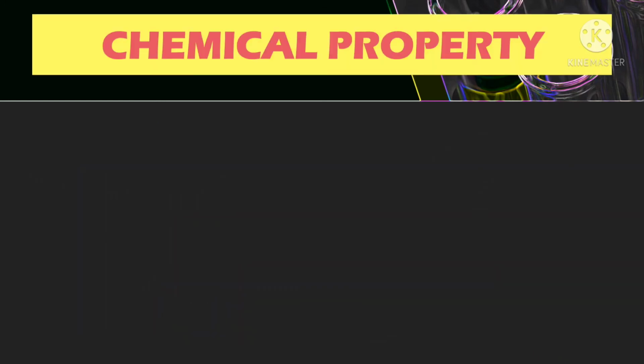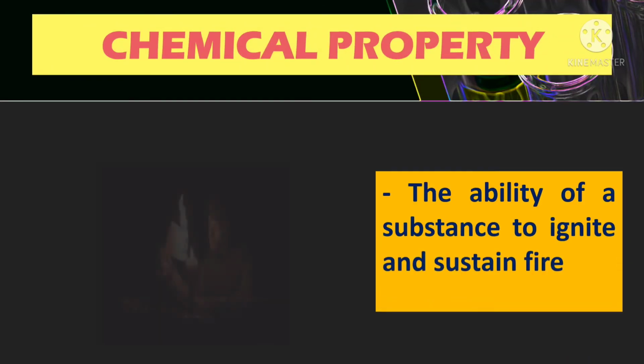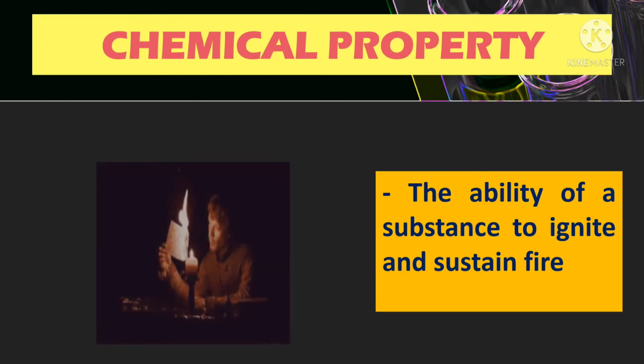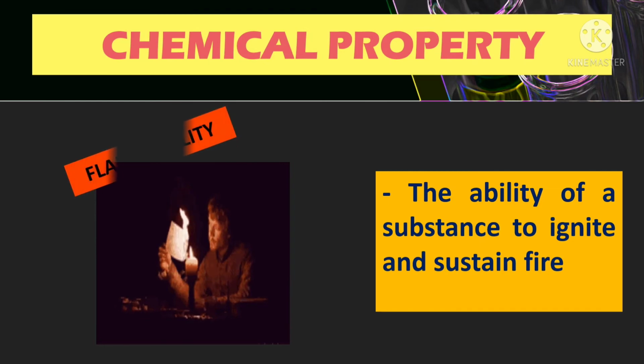We shall now consider examples of chemical property. And the first one refers to the ability of the substance to ignite and sustain fire, like in the burning of paper. What chemical property do you think is that? Flammability. Yes, you got it right.